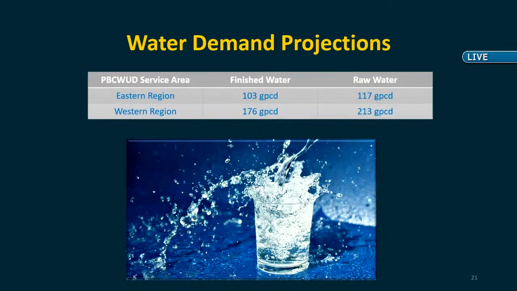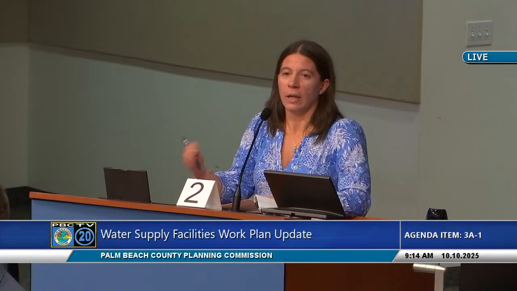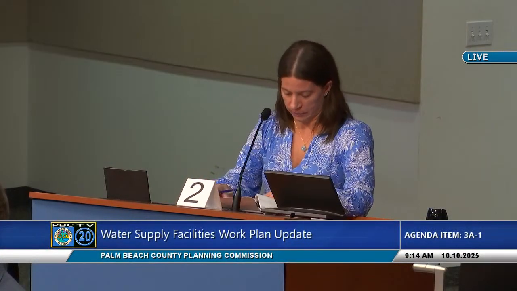So to project the water demand for our service area, we use per capita numbers for our eastern and western service areas, and based on that, for the eastern region, we have finished water of about 103 gallons per person per day. And then in our western region, it's about 176 gallons per person per day. One of the things we're very proud of on the east, we're probably one of the lowest finished water per capita per day within the county. And we're very thankful that our use of reclaimed water and alternative water sources has been able to help us keep those numbers really low.